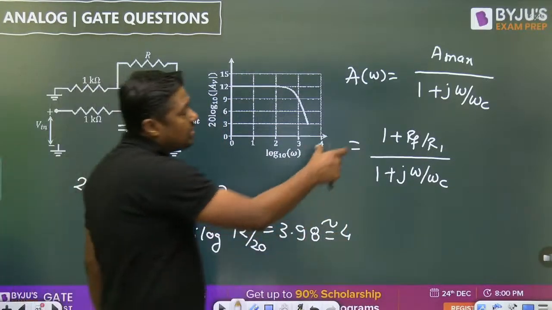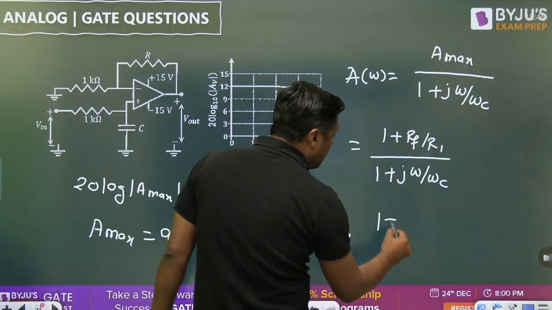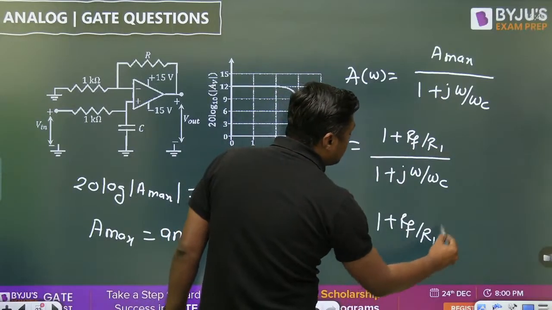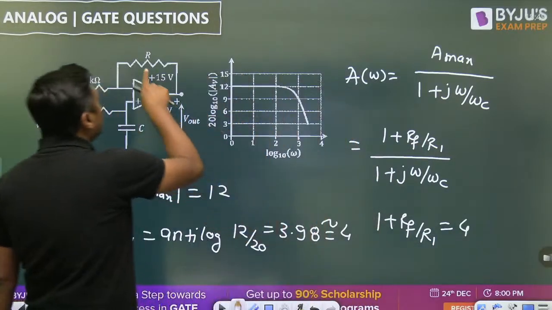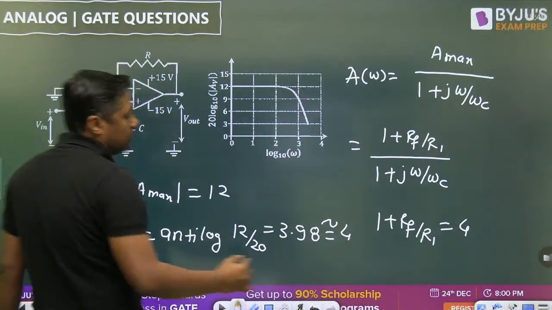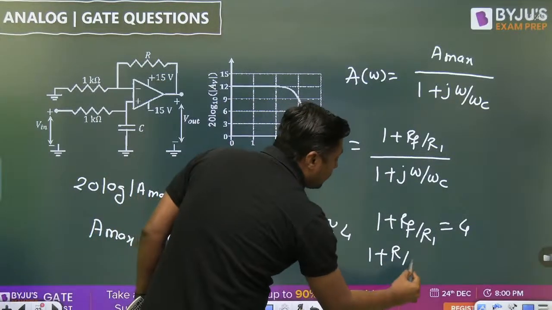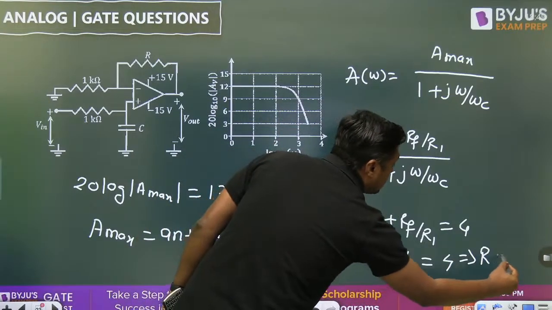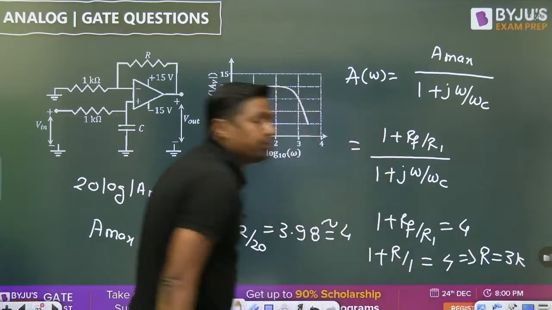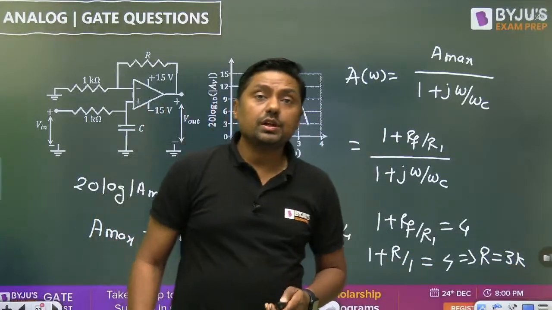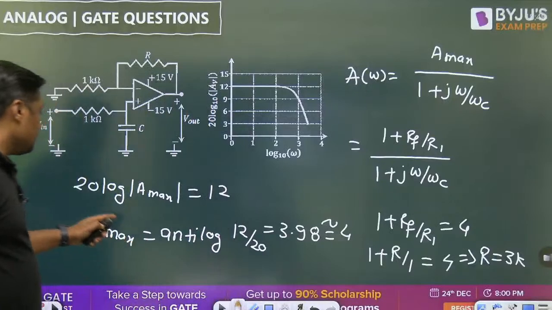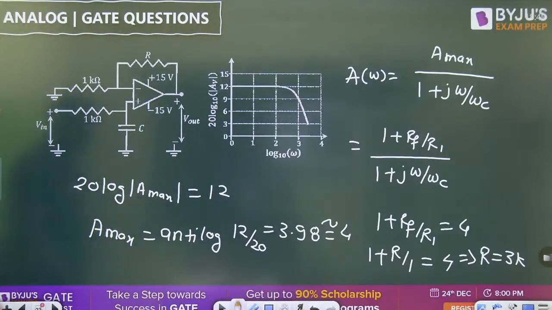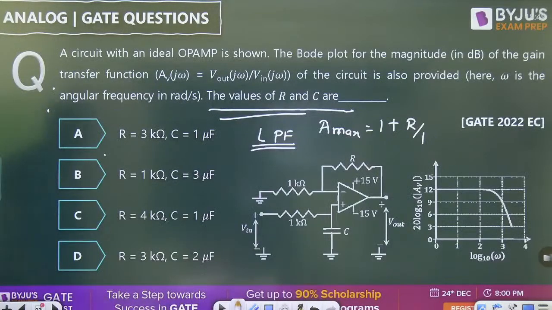Now what is the maximum gain from the diagram? Equate 1 plus RF by R1 equal to 4. R1 is 1 kilo ohm, so 1 plus R by 1 is equal to 4. So R is equal to 3 kilo ohm. This is the 3 kilo ohm. This is the 20 log of that, and you can find the value. So in which answer is it 3 kilo ohm? Only A or D. The others are not correct answers.